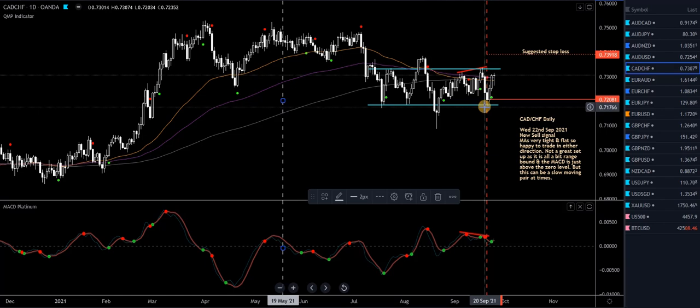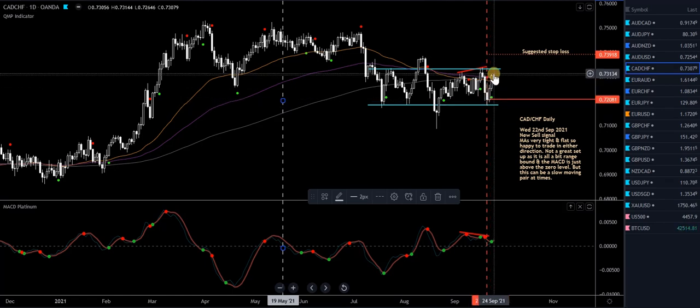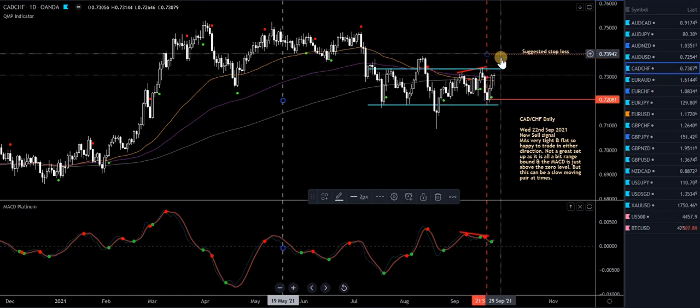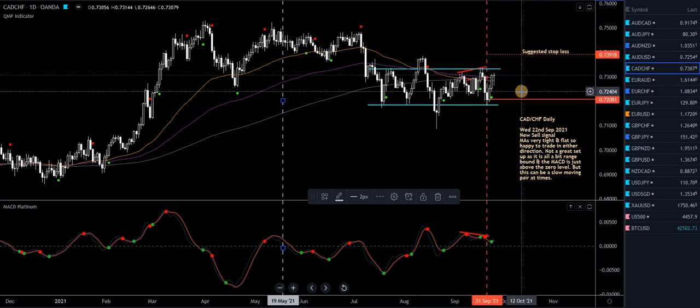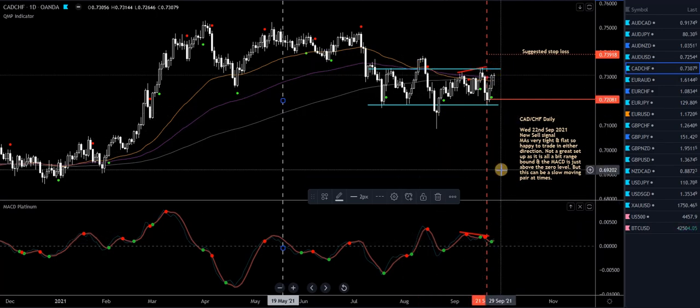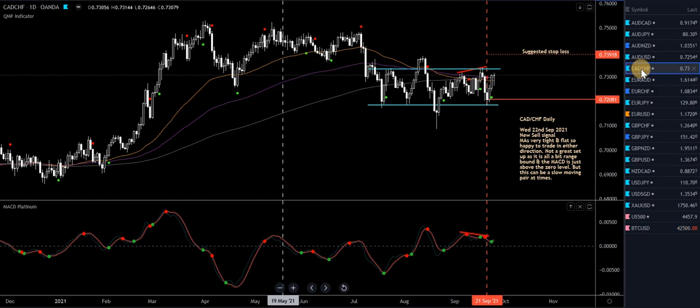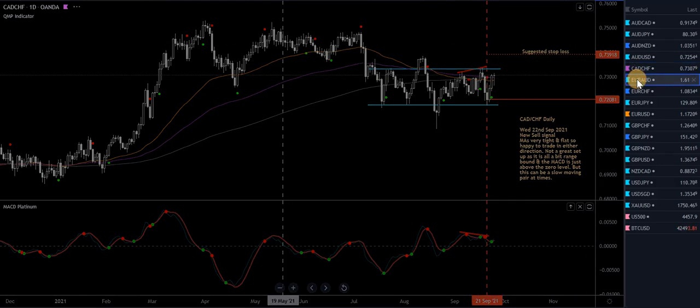So the entry was down here, closing there, not letting it get to the stop. It's just range bound, it's messy. We could look for another sell, but in the meantime, I'm calling that as a close. So I'll fix that chart up after the video. So close for a loss, CAD/CHF.